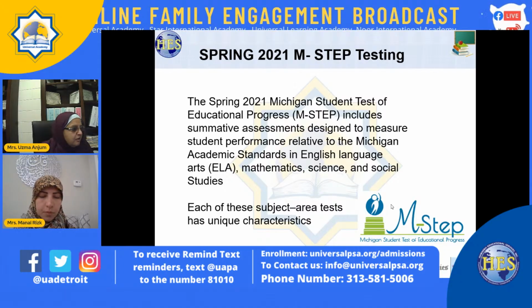Thank you, Ms. Rizk. So as you all know, the MSTEP is Michigan Student Test of Educational Progress. It includes the summative assessments that are designed to measure our students' performance in different subject areas: English, math, science, social studies. And each of these areas have different kinds of characteristics or skills or standards that we measure when we give them this test.